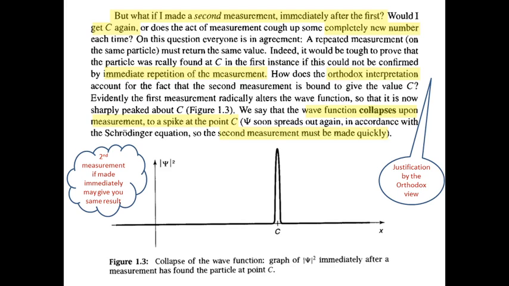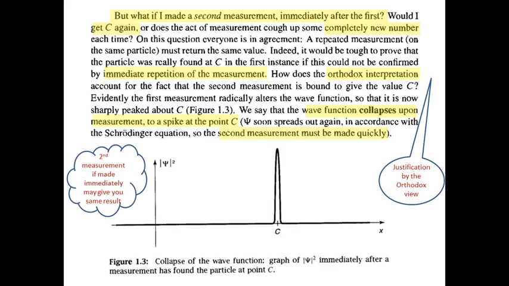What if I made a second measurement immediately after the first measurement? Will I get C again, or does the act of measurement, as we just discussed, disturb the system again and give us a completely new number each time? So this is again a point to think over, and this question is in agreement with everybody.